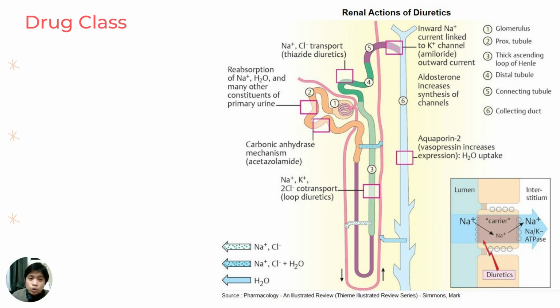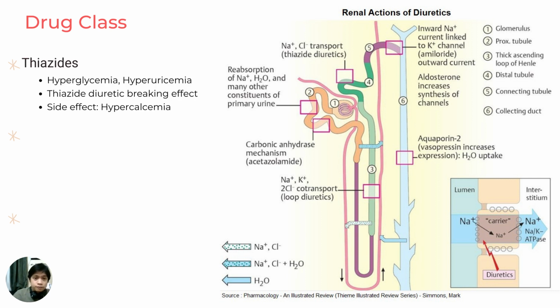Okay, so let's recap. Filtration at number one, reabsorption of the majority of sodium and water and other constituents at number two, reabsorption of sodium, potassium, and chloride at number three, reabsorption of sodium, chloride, calcium, and magnesium at number four, reabsorption of sodium at number five, and reabsorption of water at number six. So let's first discuss the first type of diuretics, the thiazide diuretics.